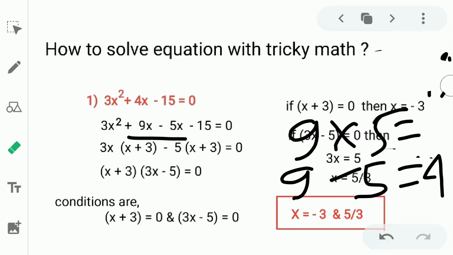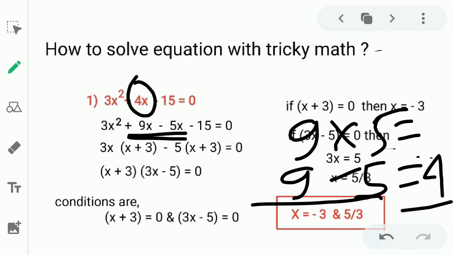So we can write 9x minus 5x equals 4x here. Okay, 9 minus 5 equals 4, so I make here 9x minus 5x, then minus 15. So 9x minus 5x equals 4x. Okay.